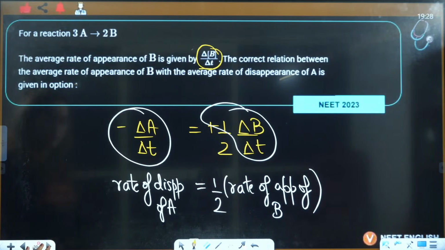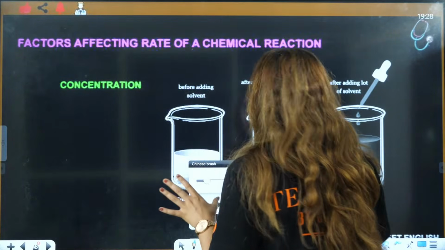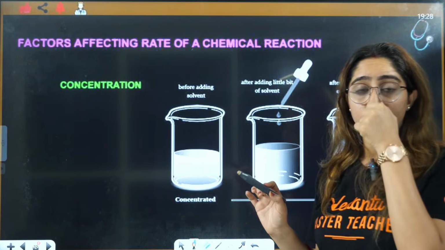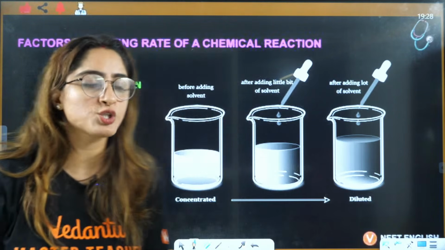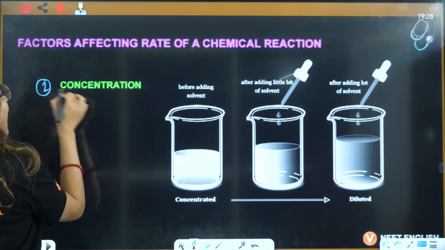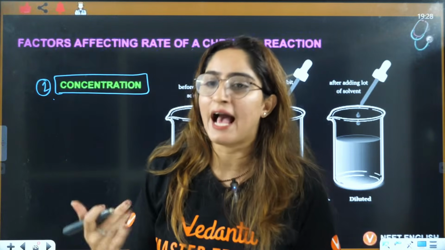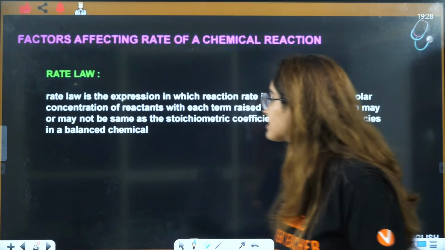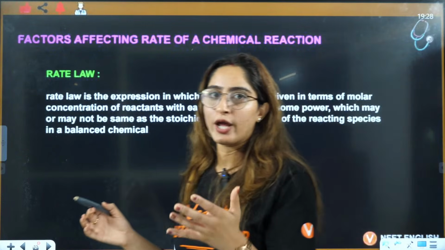Okay. Now, let's see this one. Now, let's understand the factors affecting rate of reaction. So, one factor that we are going to learn is concentration, how concentration affects the rate of a reaction. For that, we will study the rate law equation. Now, what is the rate law equation?